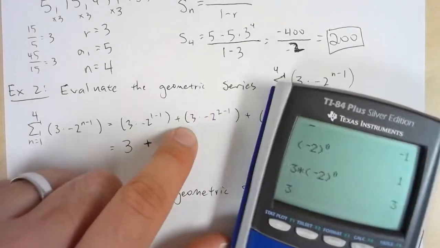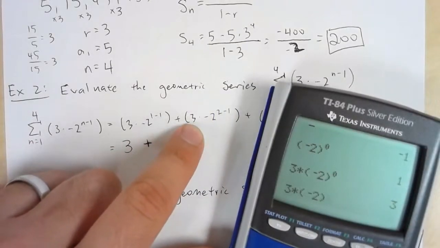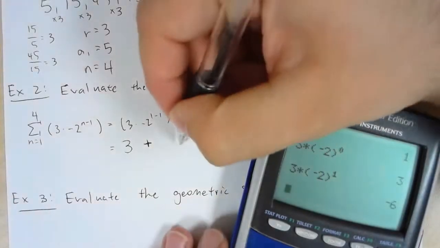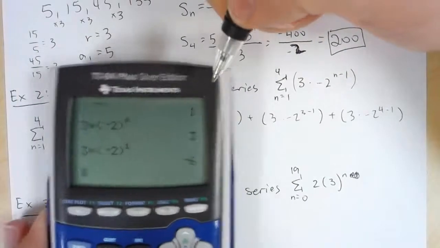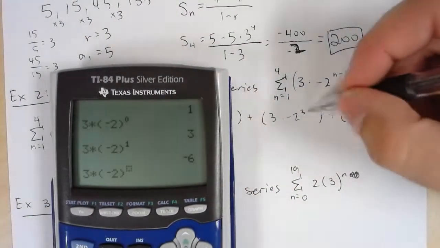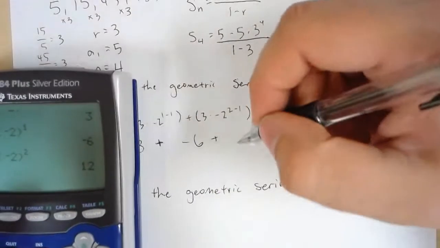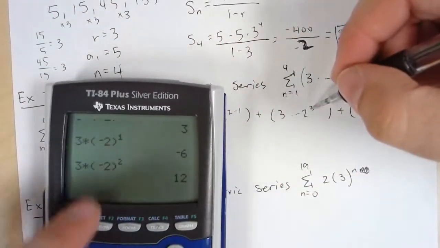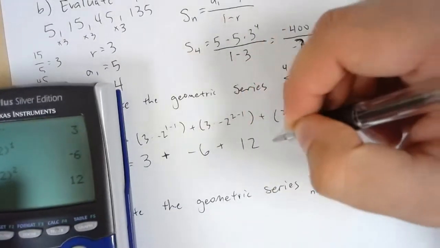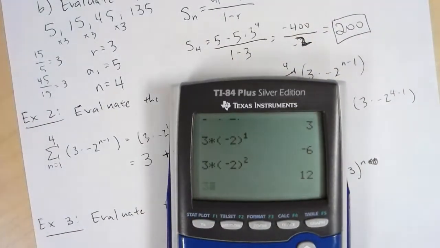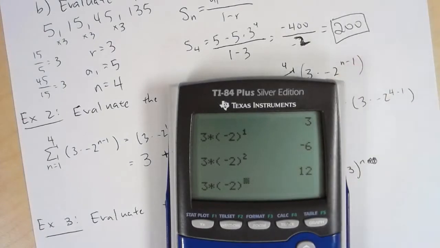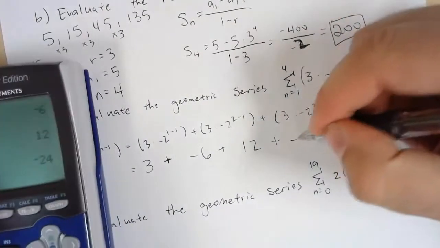Okay, so 3 times negative 2 in parentheses to the 2 minus 1, which is 1. This will be negative 6, plus the next one. Let's see, 3 times negative 2 in parentheses to the, let's see, 3 minus 1 is 2. Let's make sure this is right. 3 times negative 2 squared gives us 12. Okay, plus the last one, 3 times negative 2 to the, let's see, 4 minus 1 is 3. So that gives us negative 24.